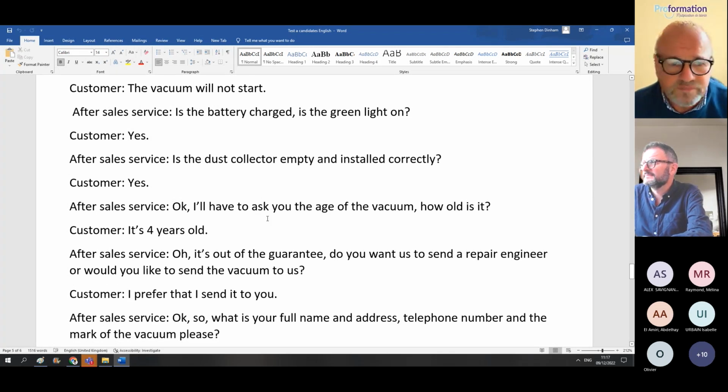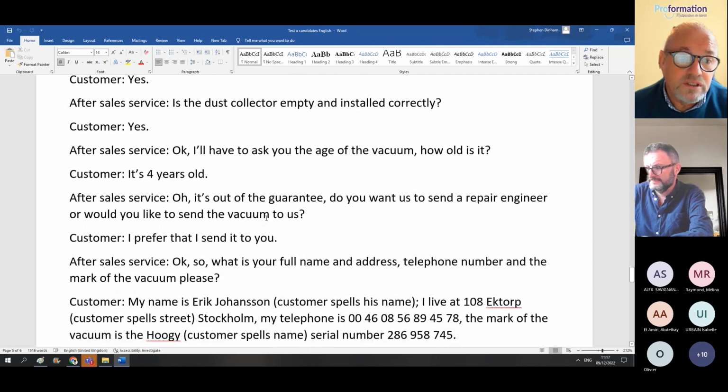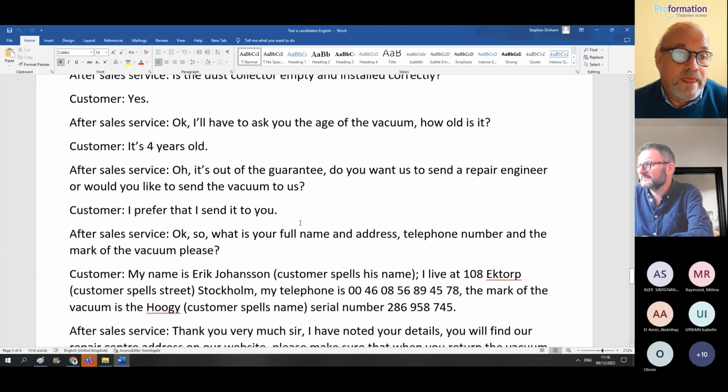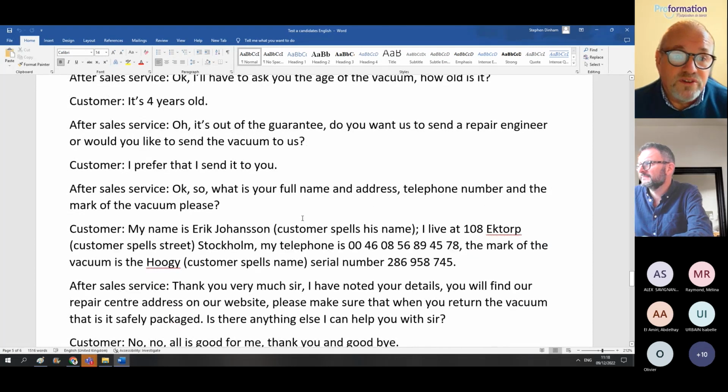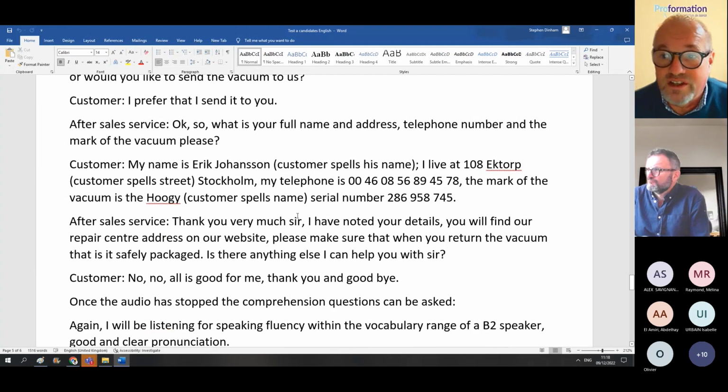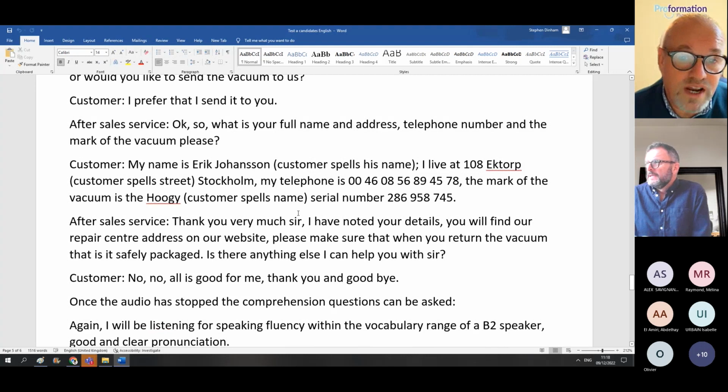How old is it? Customer: It's 4 years old. After-sales service: Oh, it's out of the guarantee. Do you want us to send a repair engineer, or would you like to send the vacuum to us? Customer: I prefer that I send it to you. After-sales service: Okay, so what is your full name and address, telephone number, and the mark of the vacuum?